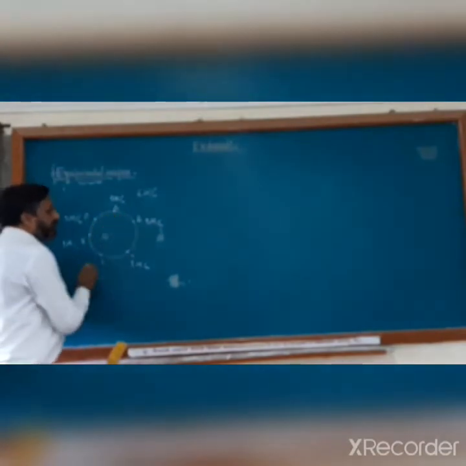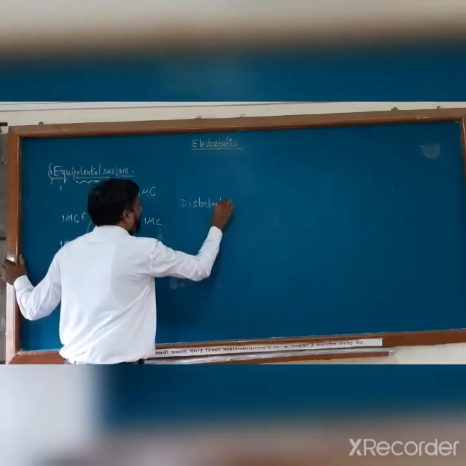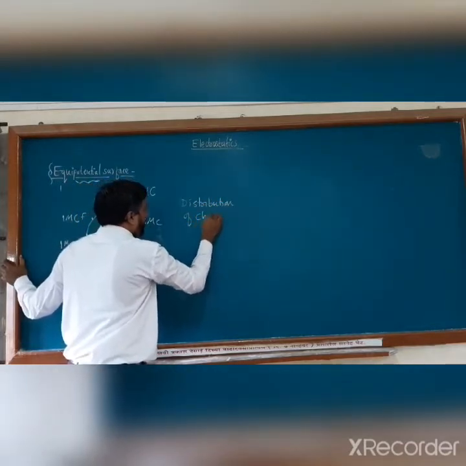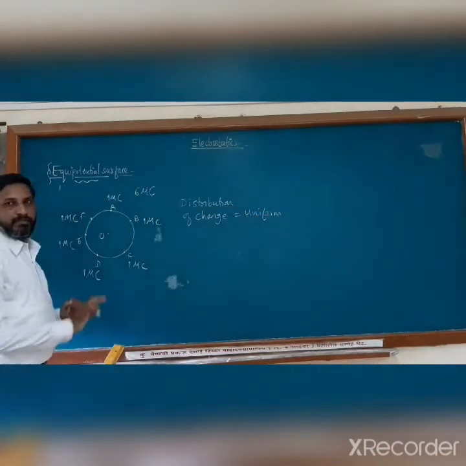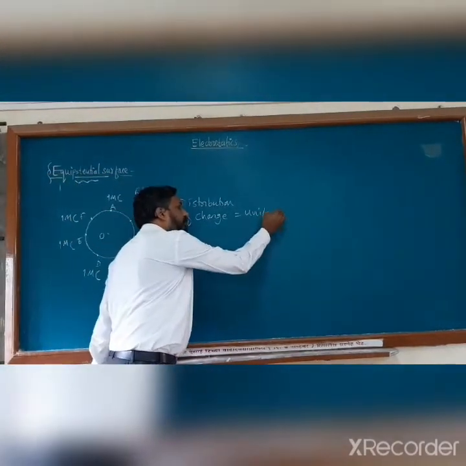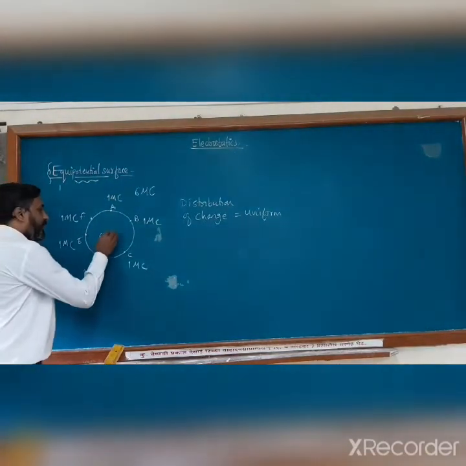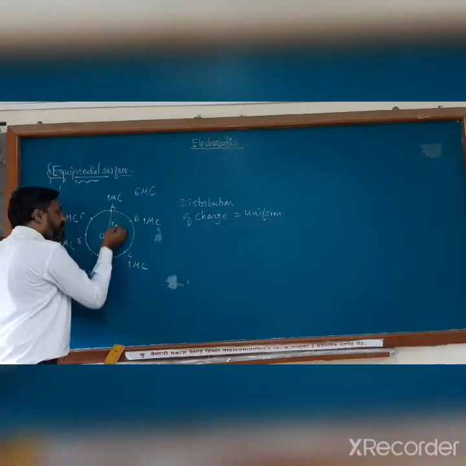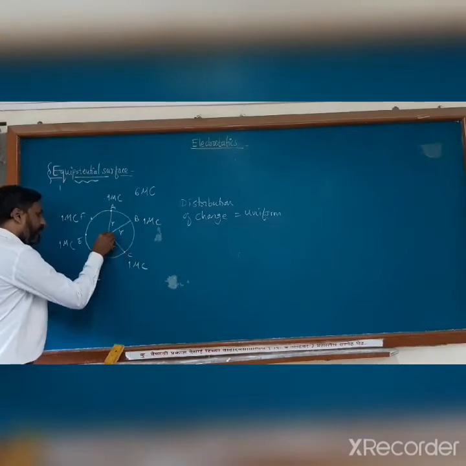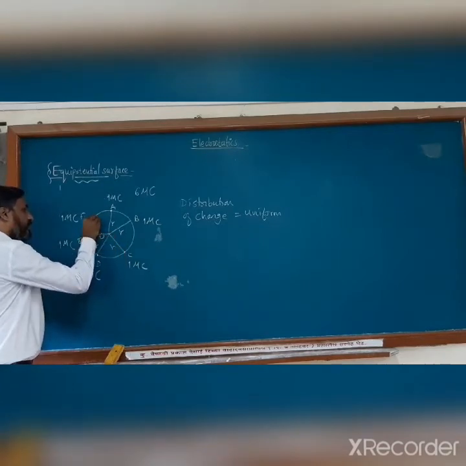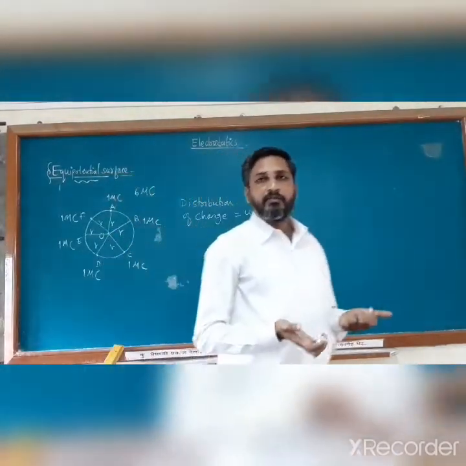Okay. The first thing that is clear is that the distribution of charge is always uniform. Now one more thing. A is situated at a distance r from the center, B is situated at a distance r from the center, C is situated at a distance r, D is situated at a distance r, E, F. All the points are situated at a distance r from the center.